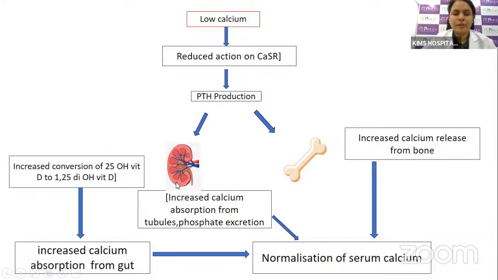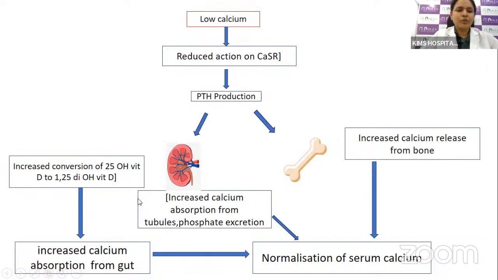So it has diametrically opposite effects on calcium and phosphorus on the renal tubules. It promotes calcium reabsorption, but it decreases phosphorus reabsorption and actually promotes phosphorus excretion from the renal tubules. On the bone, parathormone works by increasing calcium release from the bone, and by its action on both bone as well as on the kidney, parathormone effectively helps in restoring or normalization of serum calcium levels.